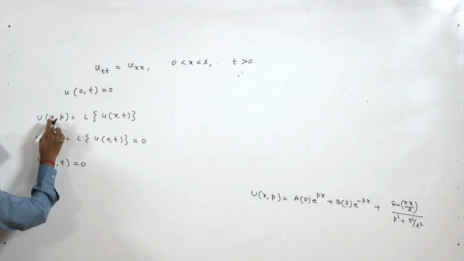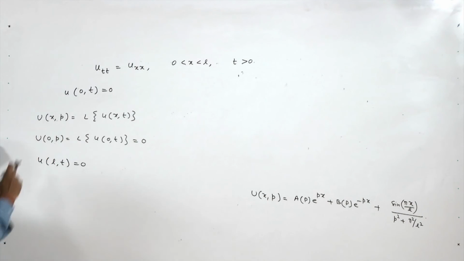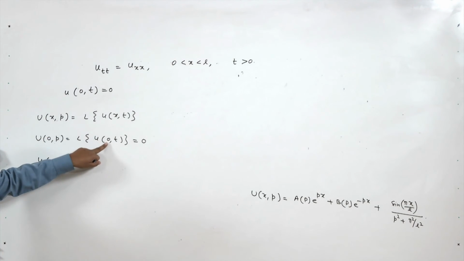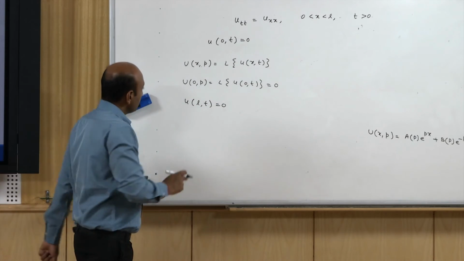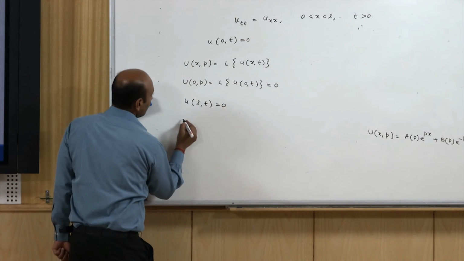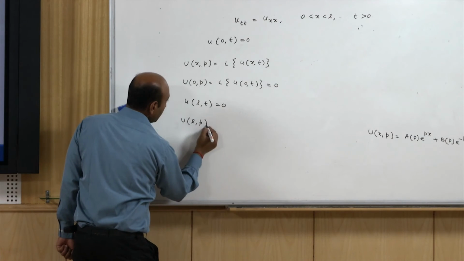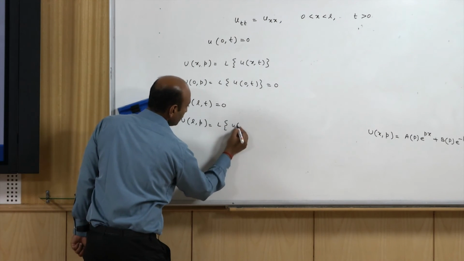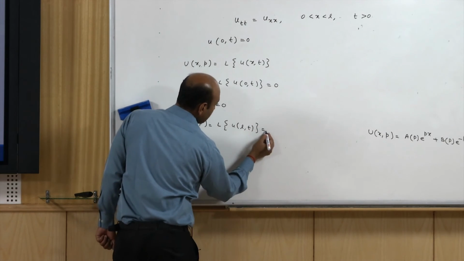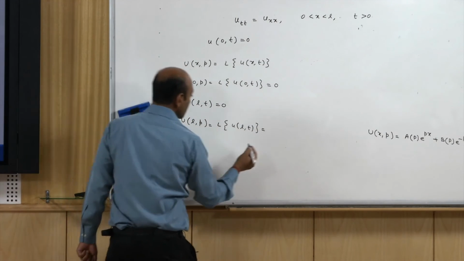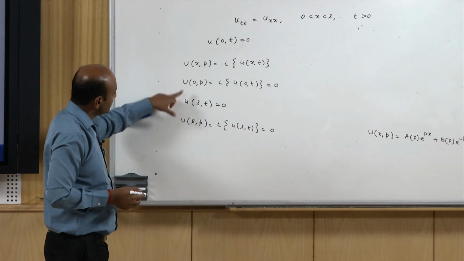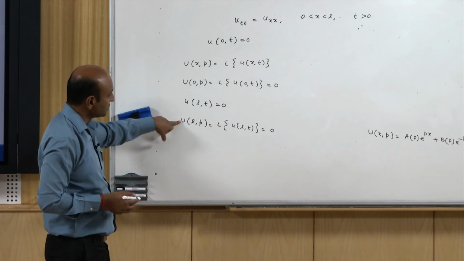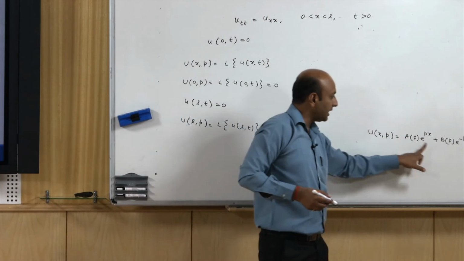So you substitute x equal to L here. First we substitute x equal to 0. When you substitute x equal to 0, u(0, t) is 0, so the Laplace of 0 is 0. Now you substitute x equal to L here. So U(L, p) will be nothing but the Laplace transform of u(L, t), and u(L, t) is again given as 0. So it is again 0. Now apply both these conditions in this equation to calculate A and B.